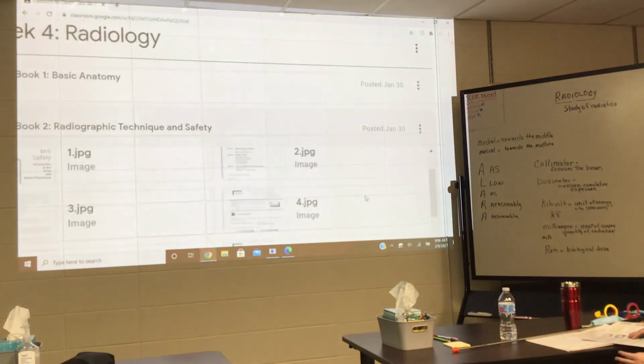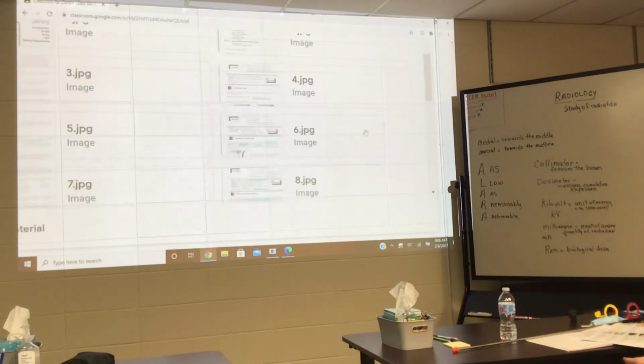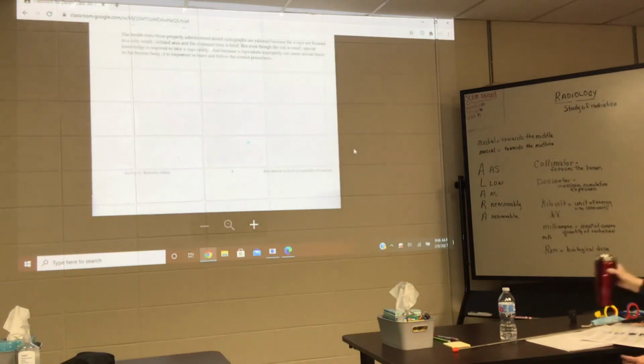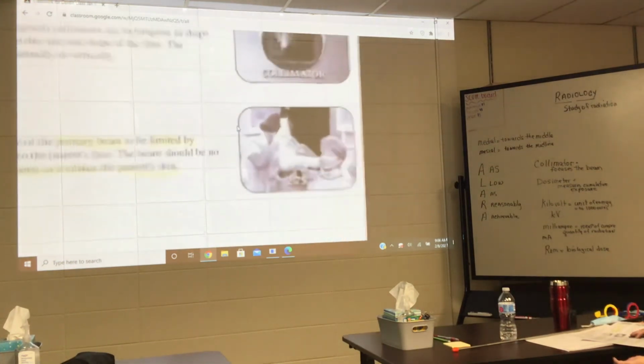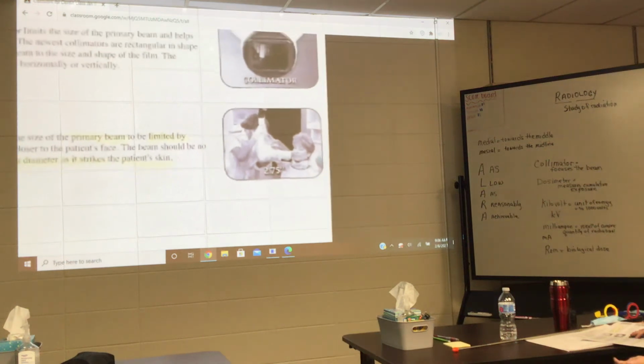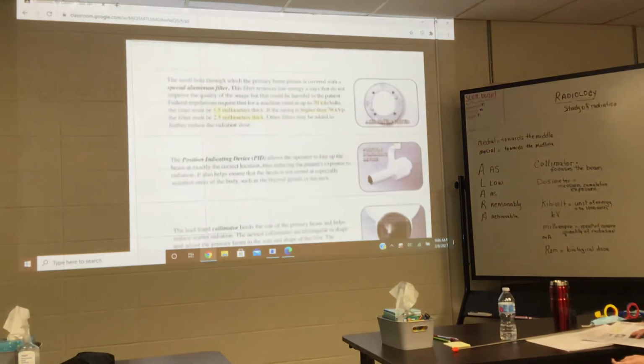Next page. Oh my goodness, why does it keep doing that to me? Operator error. Literally. Okay. Back. Over. Zoom, zoom, zoom.